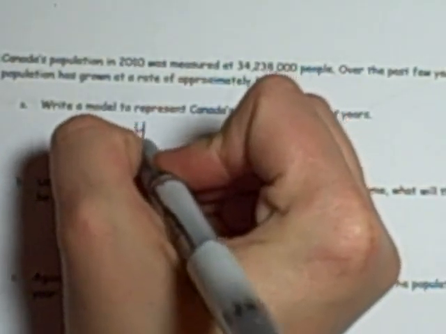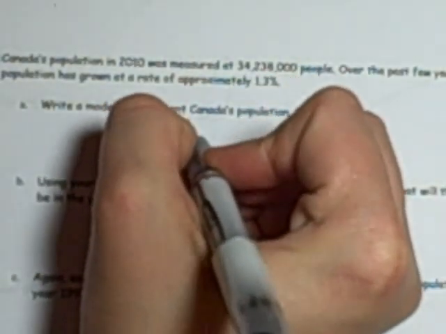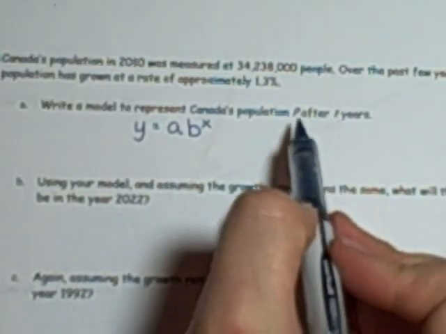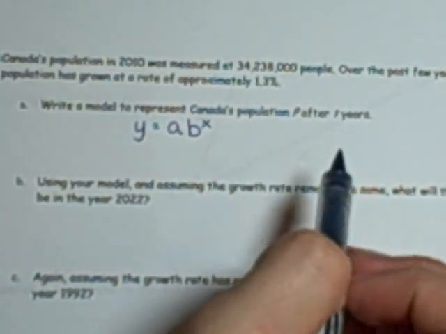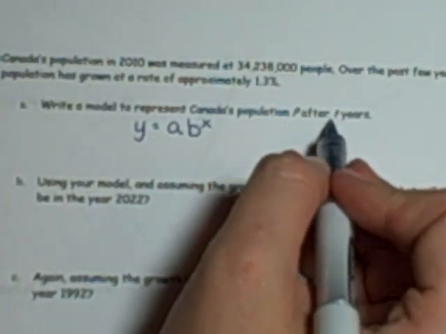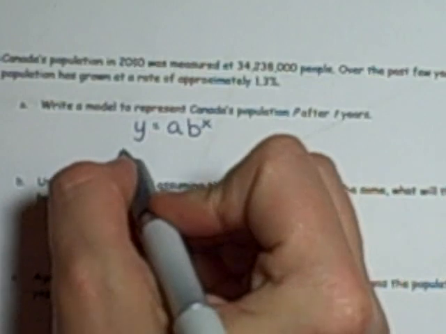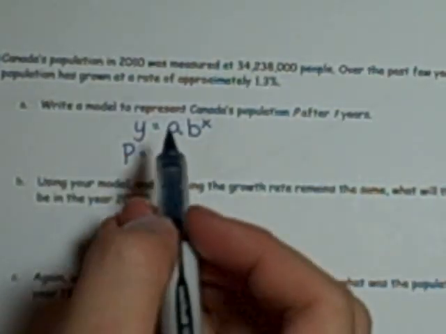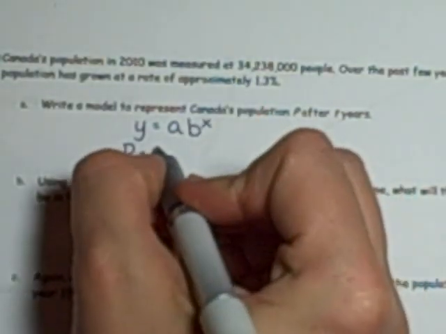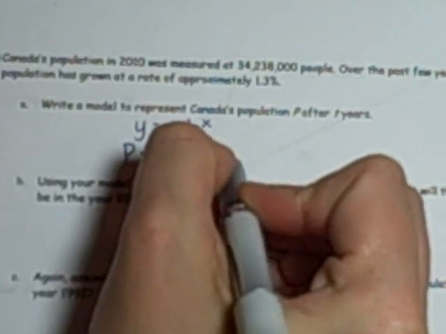So again, this is just regular exponential growth, which is y equals ab to the x. Now, they're asking us to use the letters p and t instead of y and x. It doesn't bother me if you stick with y and x, but I'll go ahead and use the p and the t. So p is going to go in instead of y because that represents the total population. A is my starting amount, which is that 34,238,000.